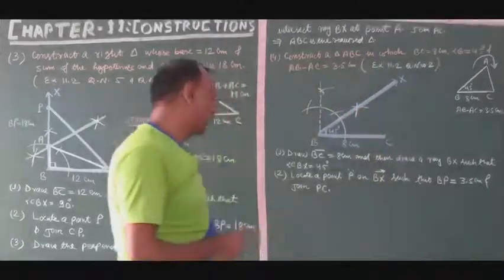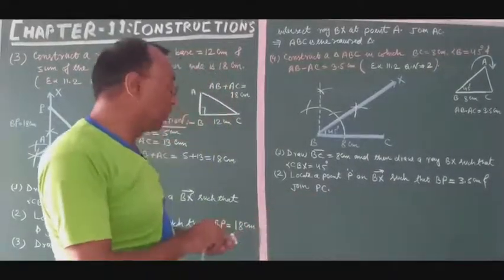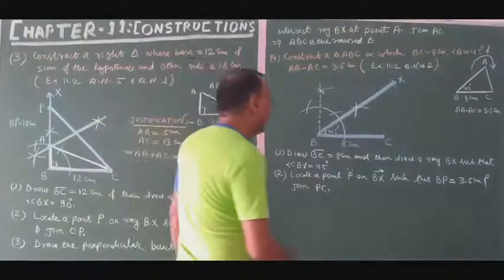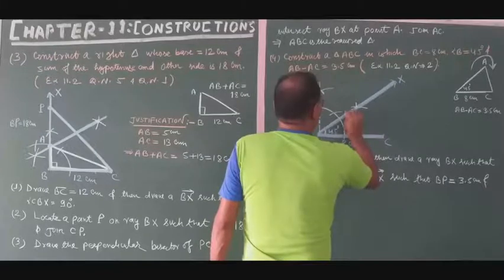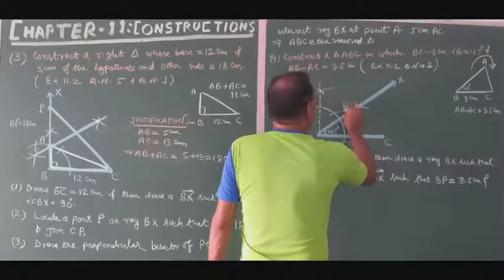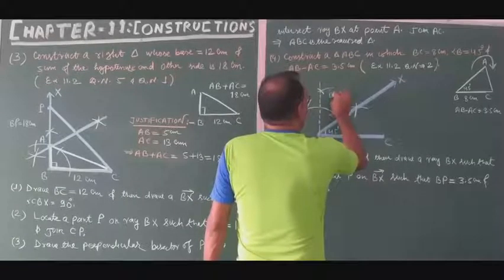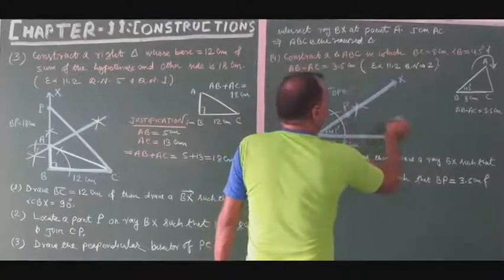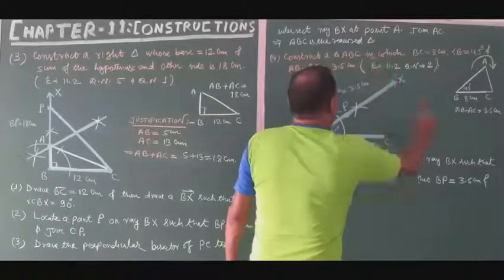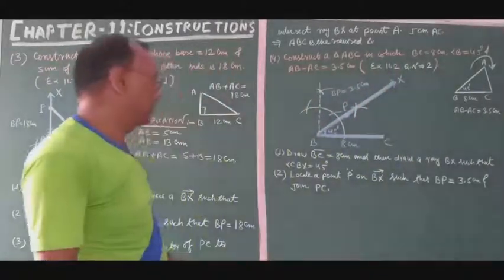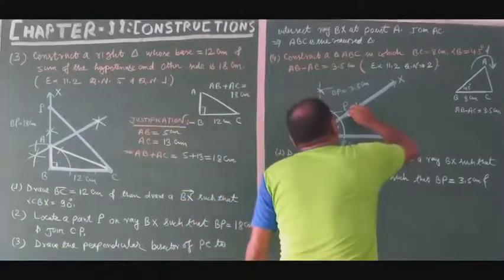And what is the next step? Then we will locate a point P on BX such that BP is equal to 3.5 centimeter. This is point P on BX such that BP is 3.5 centimeter. And join PC. This we have to join.